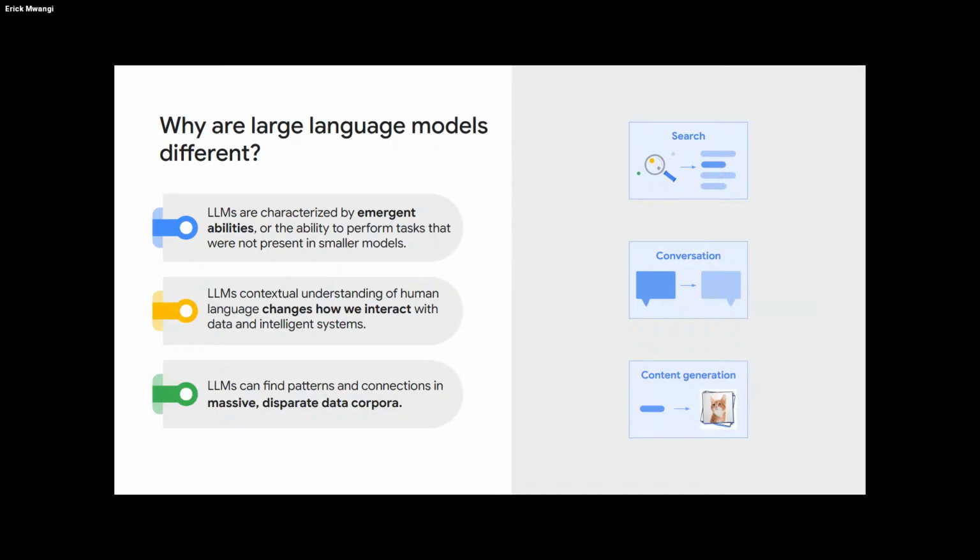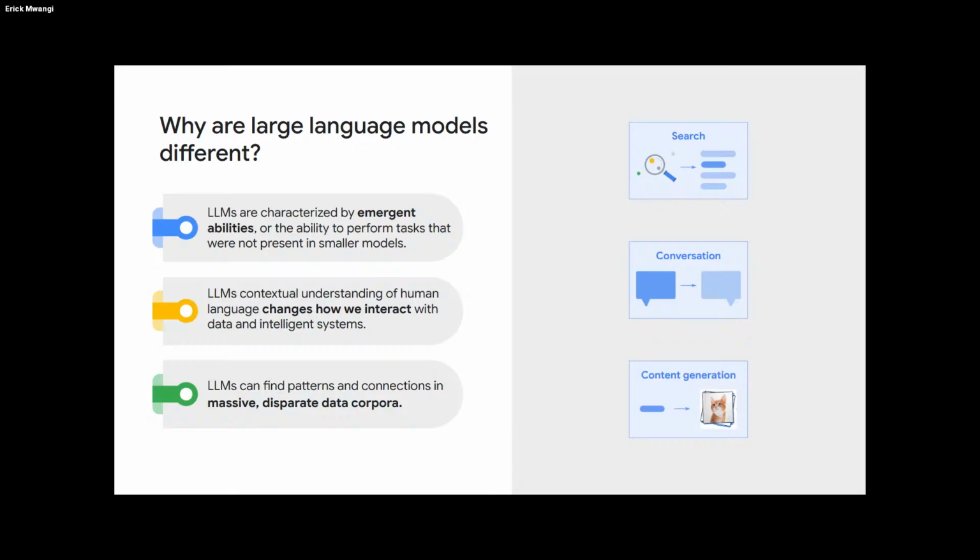So why are large language models different from other models? There are three specific reasons. The first one is that they have emergent abilities, which means that you don't have to train the model to do specific things. You can just train it on a large amount of text data, and it will learn how to translate, answer questions, or write code on its own. You don't have to explicitly train it to write code or answer questions.